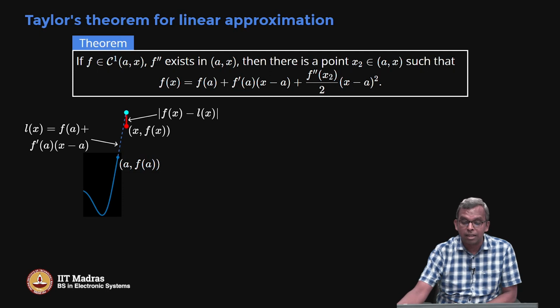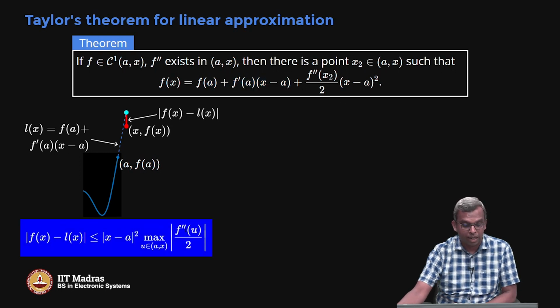So this result, Taylor's theorem, gives me a way of bounding f of x minus L of x. Why? Because this guy is L of x, and this is f of x. And Taylor's theorem tells me f of x minus L of x has to satisfy this condition. That's where I'm getting this.